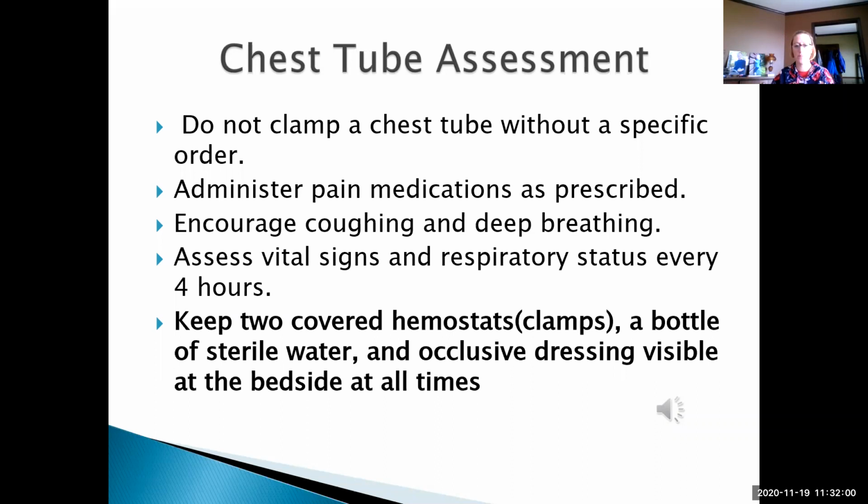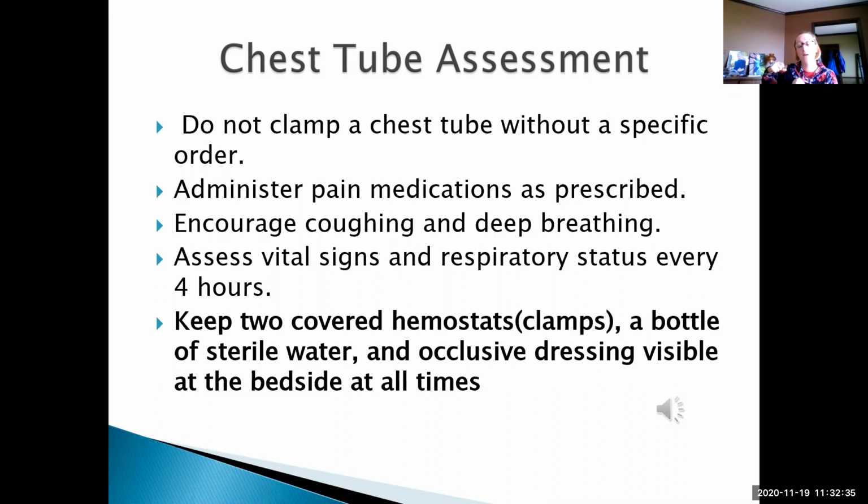You always want to keep those things at the bedside just to troubleshoot if something either becomes dislodged or becomes disconnected and you can't get it reconnected right away. You might need to clamp it just to prevent air from going back into that pleural space. If it's far enough away from the patient, you can put the end of the tube in a bottle of sterile water, because that essentially gives you your water seal. So that way then also air doesn't go back up into the space and cause that tension pneumo.